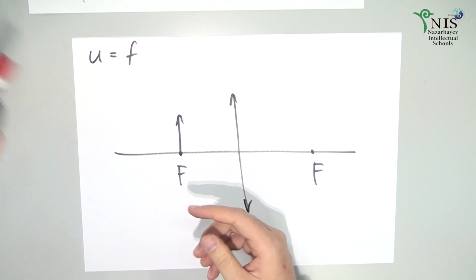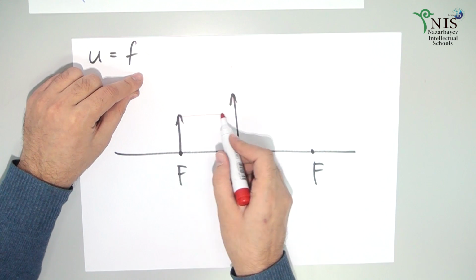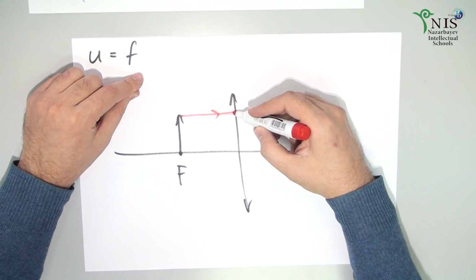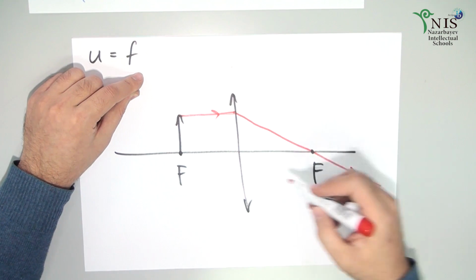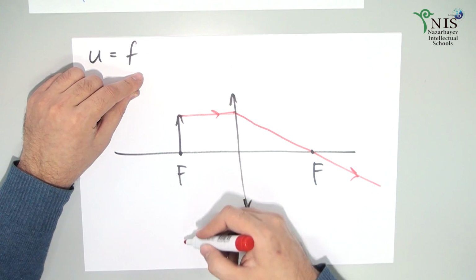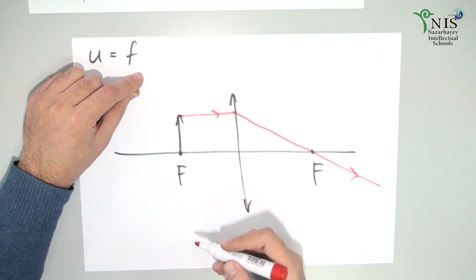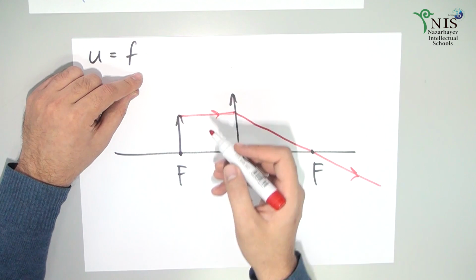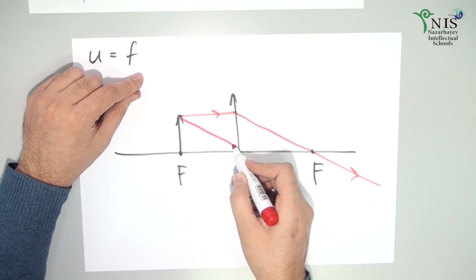So I'm using red for the rays. The first ray goes parallel to the principal axis, then through the focal point. We cannot draw a ray this way because it doesn't go through the lens, that makes no sense. If you draw it this way, it also doesn't reach the lens, therefore it's nonsense. It's not necessary. The second ray is going to pass through the center.